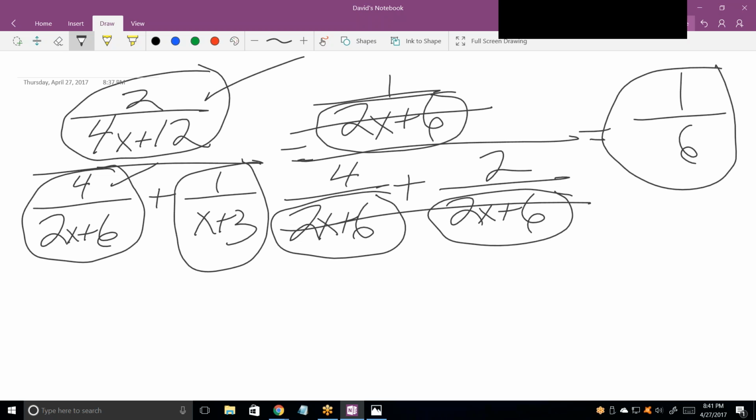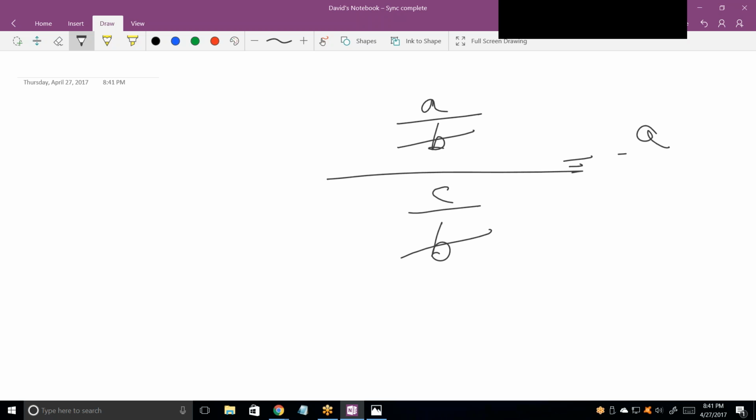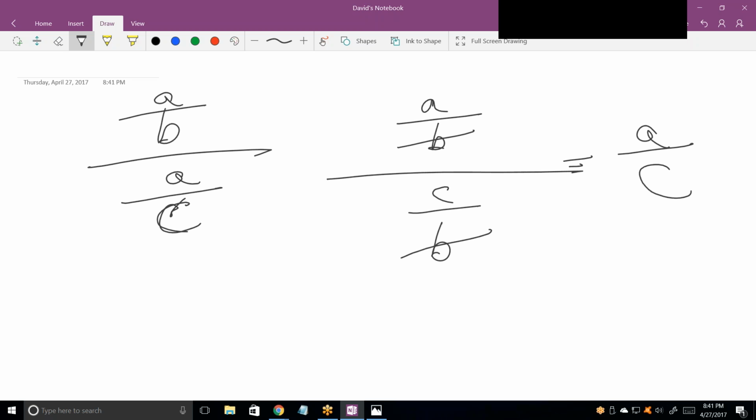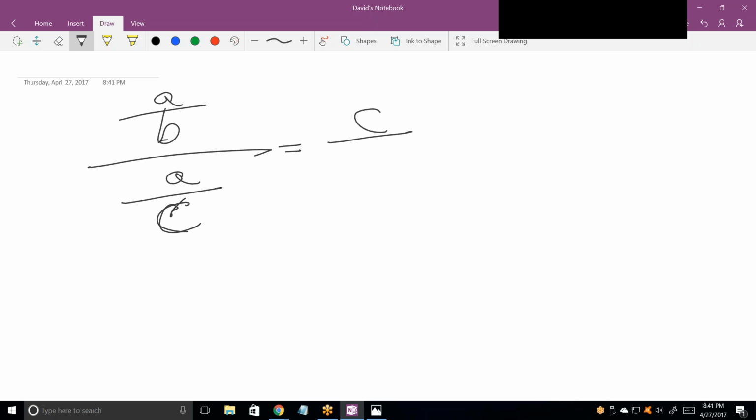Now, let's talk about something that may not be obvious. If I have a over b divided by c over b, I can cancel those out and I'm left with a over c. With me? If I have a over b divided by a over c, I cannot do that same thing. Notice that in the situation on the left, I cannot cancel the a's out and say I've got b over c. It's the numerators that are the same. If I flip and multiply, I get c over b, not b over c.